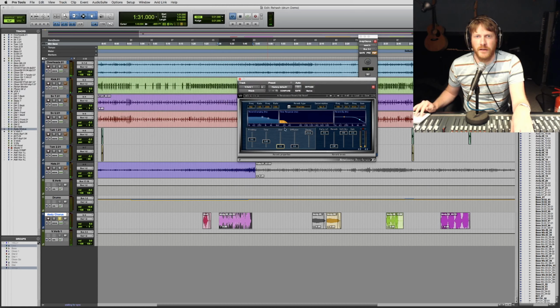But I like this little graphic that demonstrates that. When it's really short, you get this kind of robot sound.